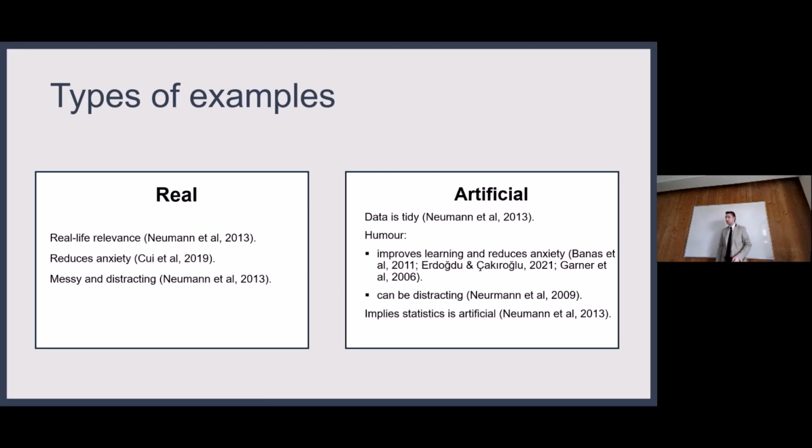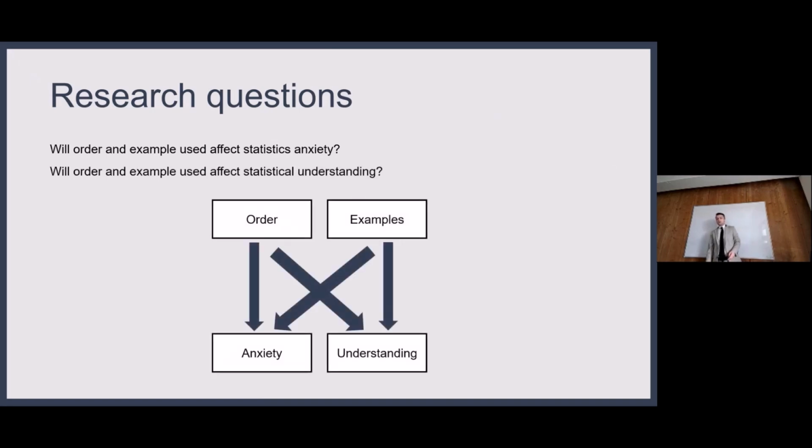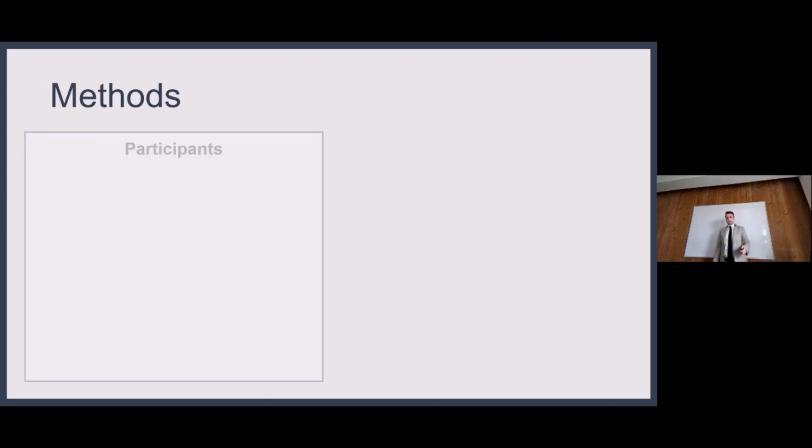It undermines the point. So what I wanted to find out is, will the order, equation first or equation last, and the type of example affect statistics anxiety and understanding? So what I've got is two IVs, two predictors, order and examples, to see if they predict those outcomes of anxiety and understanding, if those two things can help us to overcome the barriers in teaching statistics.